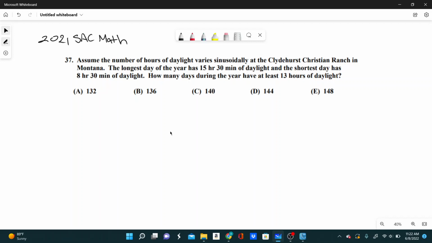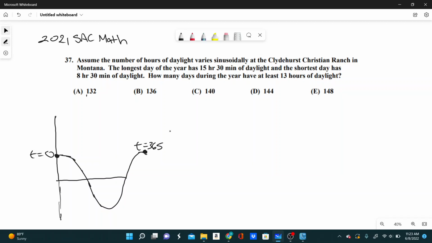So if this varies sinusoidally, then we know we're going to have to find the equation of a sinusoid. So for simplicity's sake, I'm going to use a cosine graph, because a cosine graph starts with a maximum when time equals 0, assuming there's no phase shift, of course. So it's going to look something like this, and this will be the period of 1 year. So if this is time equals 0, then this would be time equals 365.